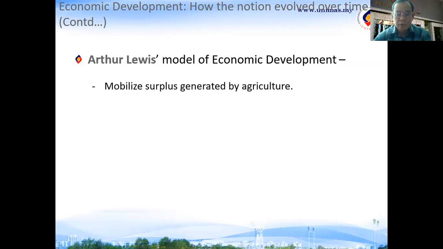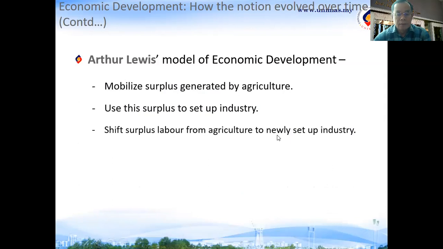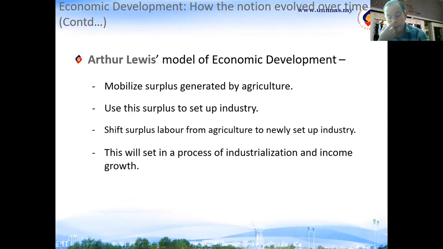in the rural sector or in the agriculture sector is being mobilized, used in the urban industry, or using the surplus labor to set up industry in the urban areas. So there is a shift from the agriculture sector in terms of labor to a newly set up industry. Okay, so this in turn will set in process the industrialization and income growth.